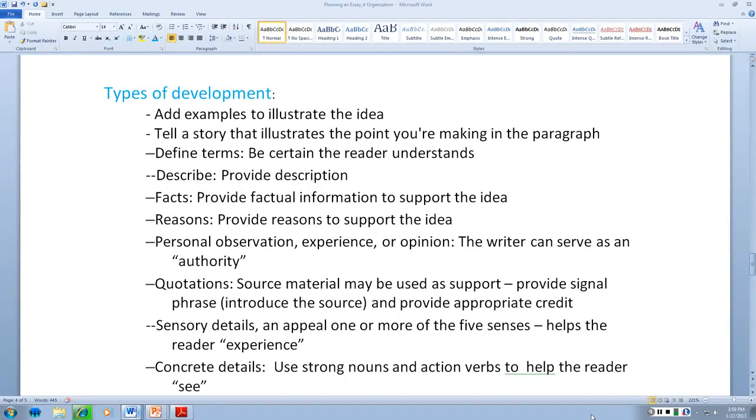Remember, we often use support, evidence, and development as interchangeable terms, but they always come back to how you support an idea for your reader.